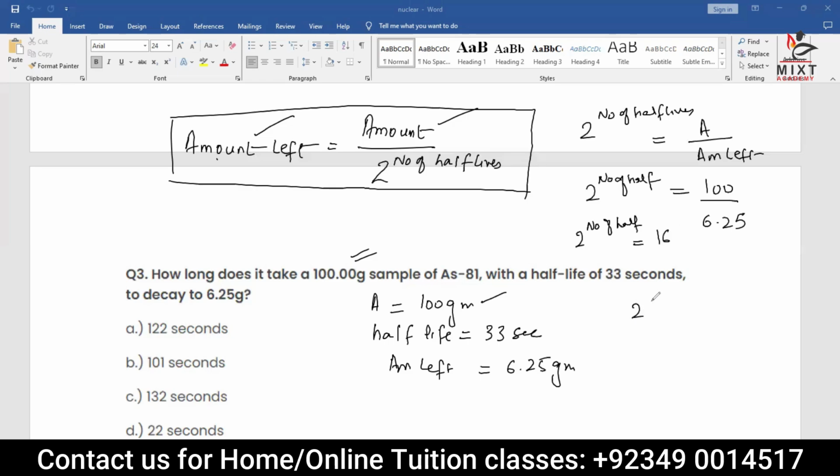Now can I do it like this? Number of half-lives, 2 raised to the power 4. Can I do it like this? Yeah. So how many half-lives actually passed? 4. 4. If one half-life is 33 seconds, how many for 4?